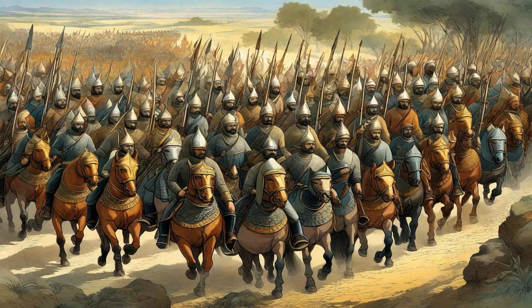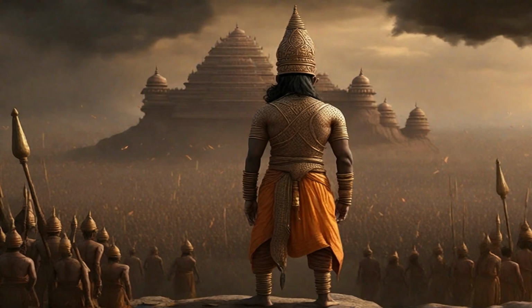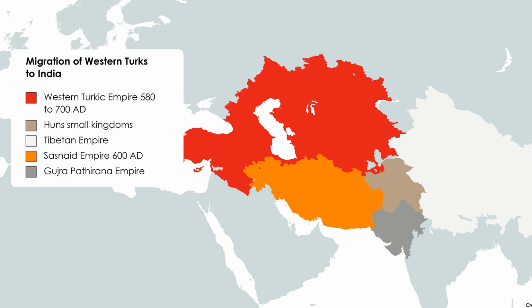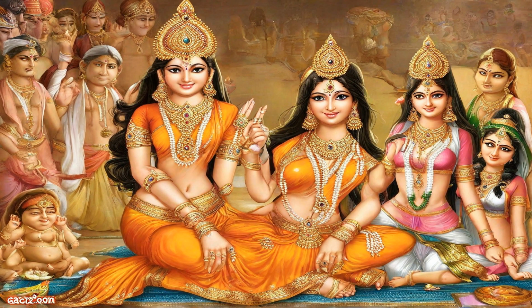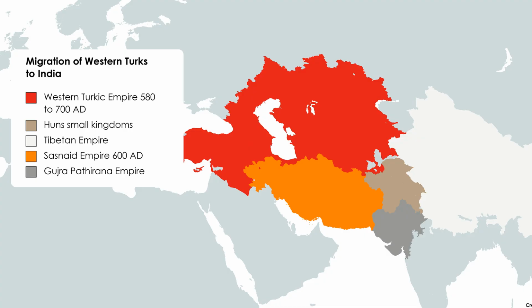A number of factors contributed to the Hun invasion. First, population pressure in the arid steppes of Central Asia forced the Huns to seek new lands to settle in. India, with its fertile soil and abundant resources, was a natural target. Second, the Huns were drawn to India's wealth and booty. They also hoped to control the lucrative trade routes that linked India to Central Asia and the West.